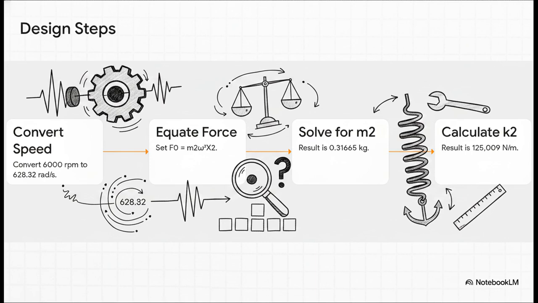Working through the logic conversationally, first things first, let's get out of RPM and convert the engine speed into radians per second, which gives us 628.32 rad/s. Now, because our absorber must generate a force exactly equal and opposite to the exciting force to cancel it out, we use a simple balance equation. Force equals m2 times omega squared times the amplitude, x2. When we plug in our 2 millimeter limit, the math precisely dictates that we need an absorber mass of about 0.317 kilograms and a spring stiffness of roughly 125,000 newtons per meter.